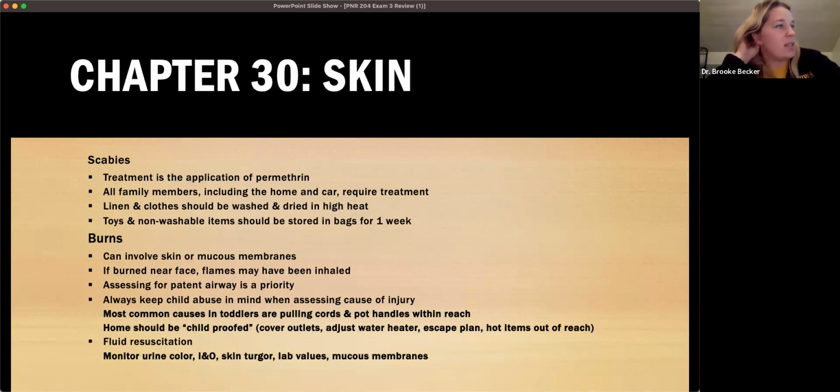Okay. And like I said, these kids with burns will be fluid resuscitated very rapidly. Okay. And you'll want to monitor eyes and nose and skin turgor and all of that. And also with burns, kids can present initially potentially with almost minimal burns, but then as it continues, later in the day, the burns can become more prominent.